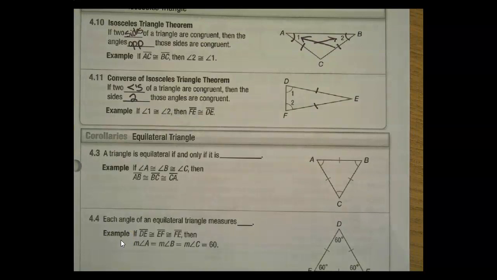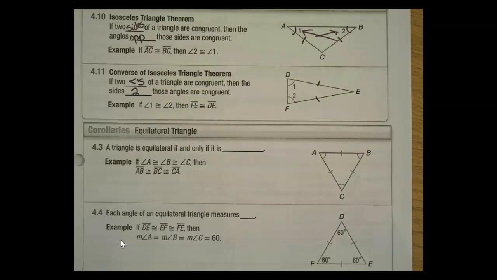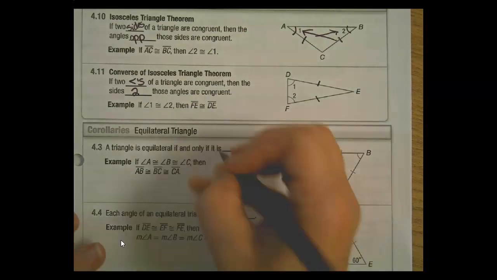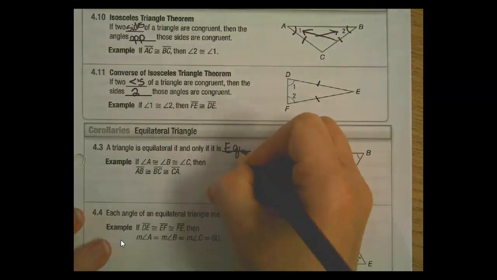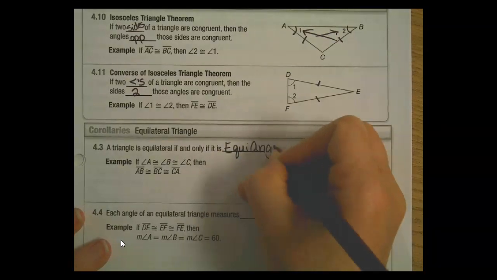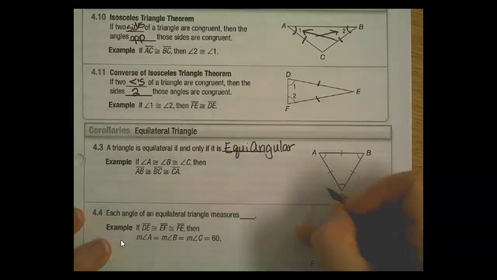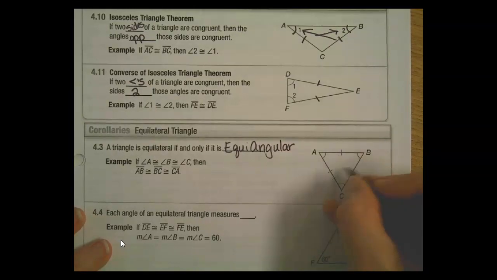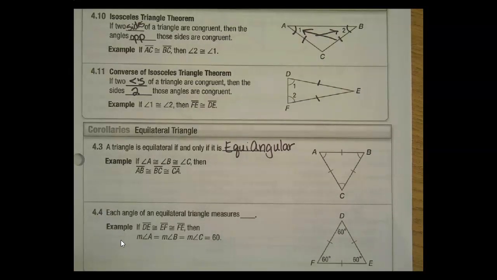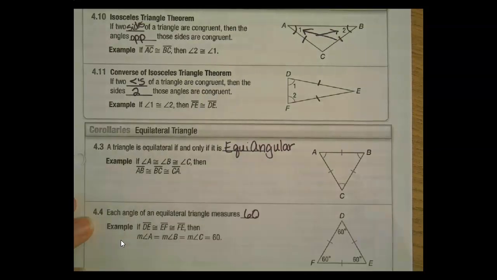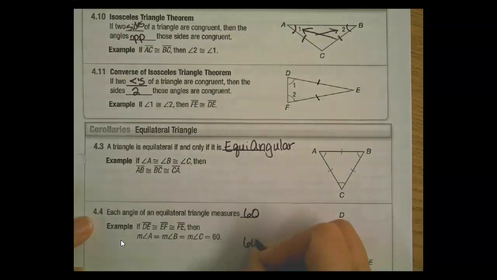Equilateral. A triangle is equilateral if and only if it's equiangular. That's this whole concept. So this goes across, this goes to this side, this goes to this side. And then each angle of an equilateral triangle must measure 60. That's the only thing it can be, because they have to equal 180.